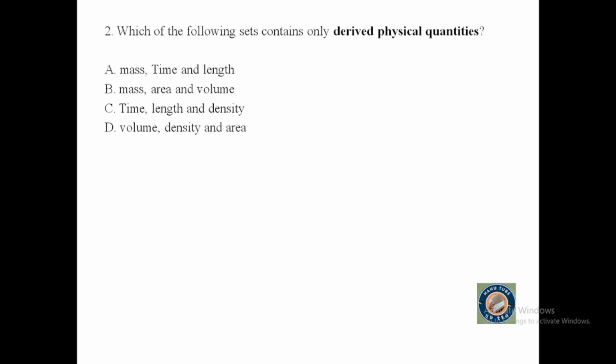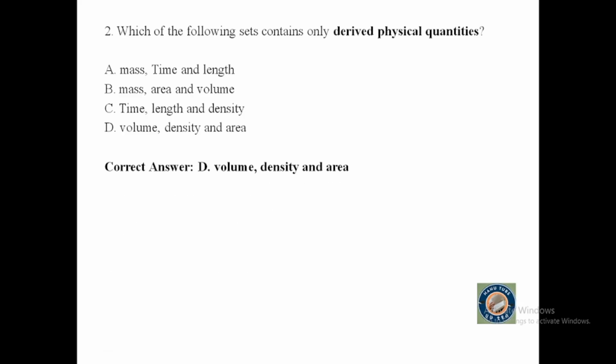Question number 2. Which of the following sets contain only derived physical quantities? A. Mass, time and length. B. Mass, area and volume. C. Time, length and density. D. Volume, density and area.